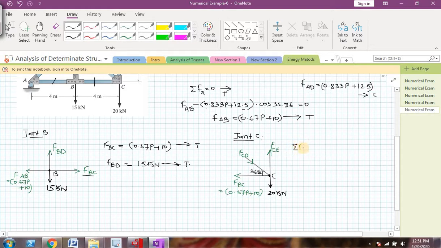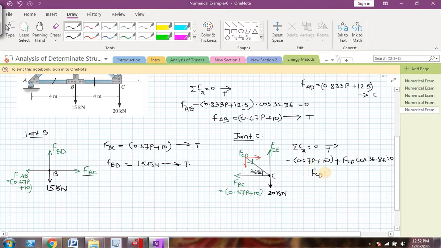Let me apply the equilibrium equation of summation of Fx equal to 0, taking all the forces in this direction as positive. So FBC is in this direction, I should put it as minus 0.67P plus 10, and FCD will have a component like this and like this. For FCD it will be plus FCD cos of 36.86 degrees equal to 0. Now I can solve for FCD.